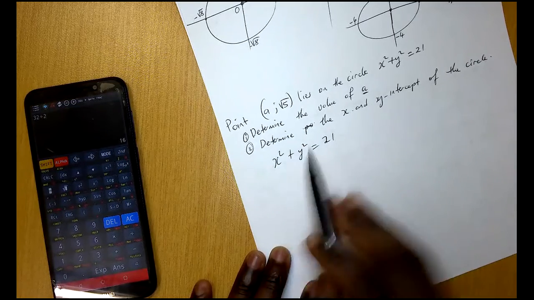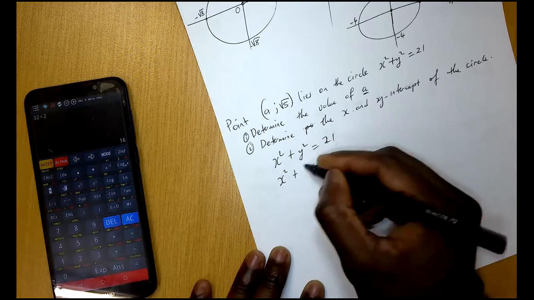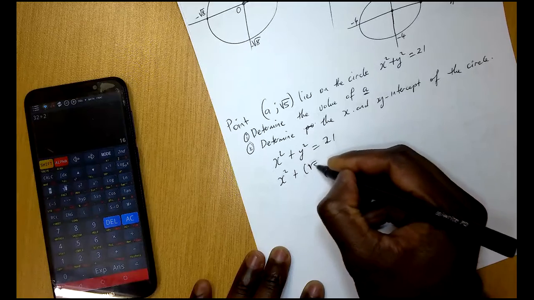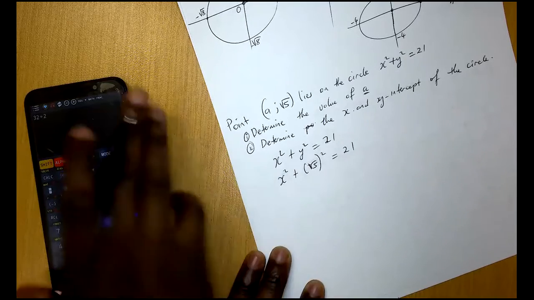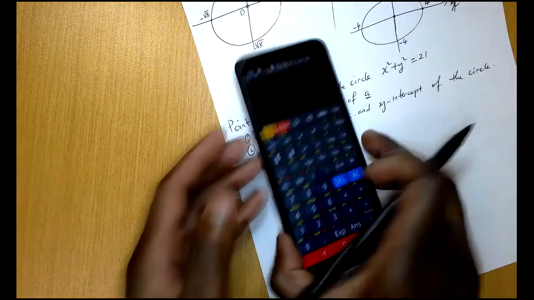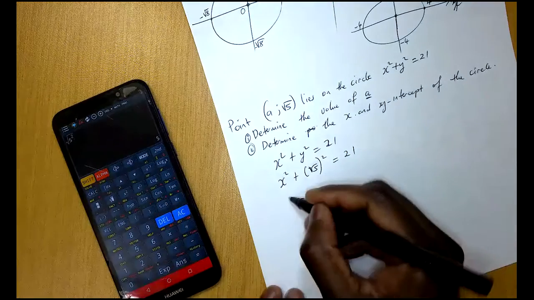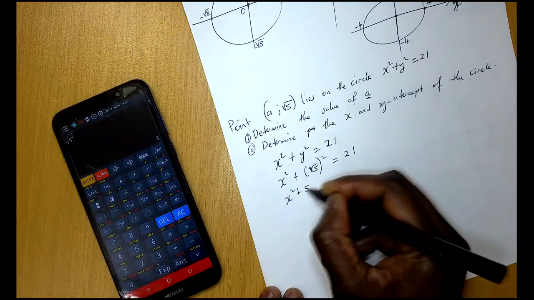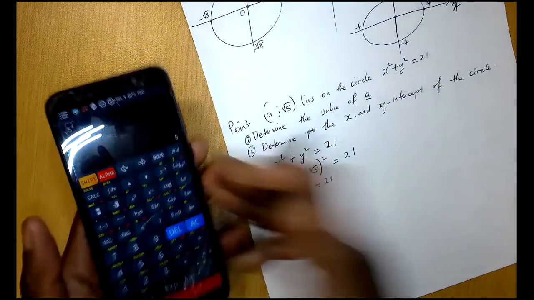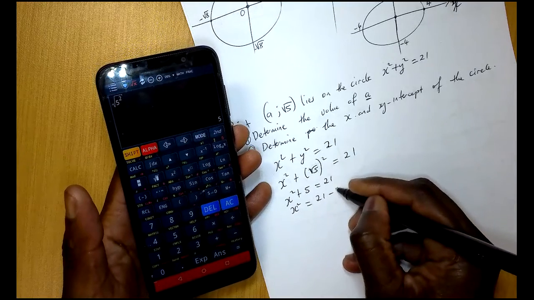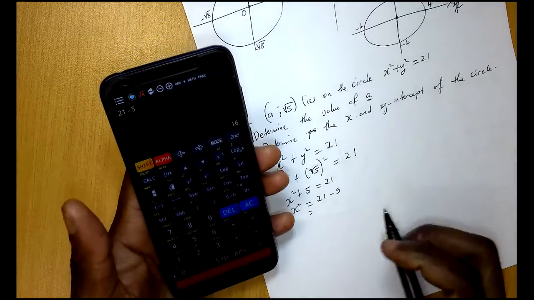And what we don't have here is the x value. So we're going to say x squared plus root 5 squared is going to be equal to 21. Root 5 squared, you get 5. So we're going to say x squared plus 5 is equal to 21. Then x squared is going to give us 21 minus 5, which is 16.